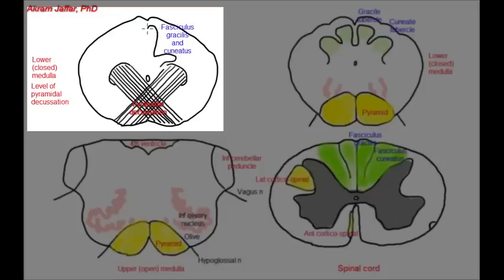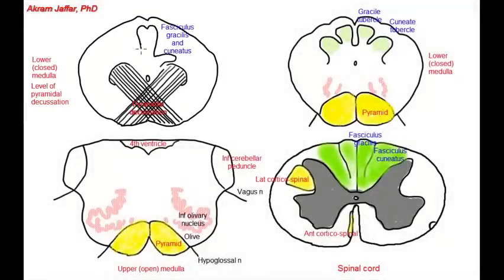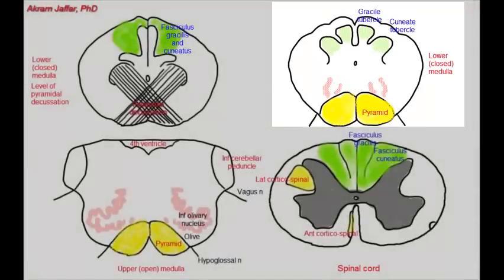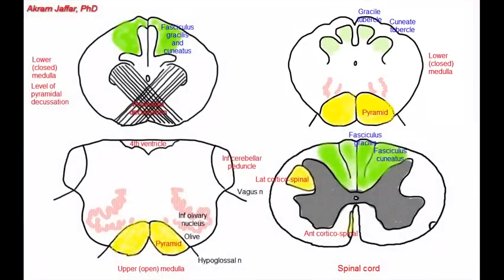Here is the location of these fibers in the lower part of the medulla oblongata at the level of the decussation of the pyramids. The second order neurons in this pathway are located in the nucleus gracilis and the nucleus cuneatus, which are located in the upper part of the closed medulla at the level of the decussation of the medial lemniscus.